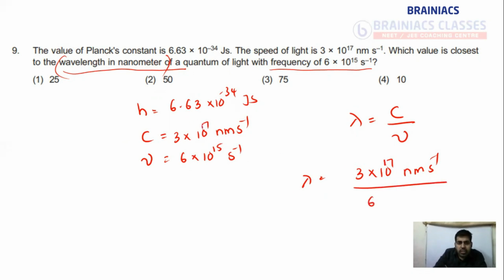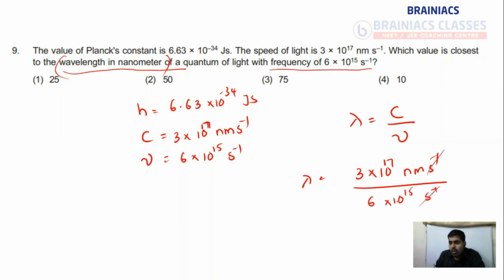3 into 10 raised to 17 nanometer per second, and frequency 6 into 10 raised to 15 second inverse. Second inverse cancel each other.